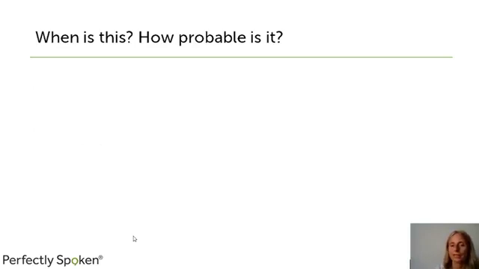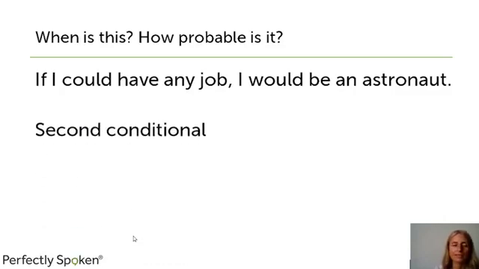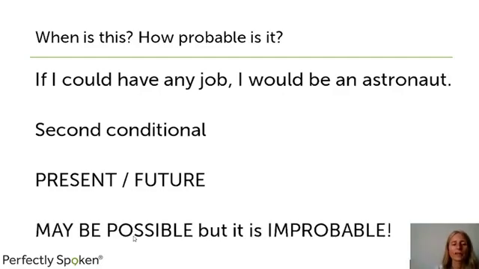Okay, and the last one, when is this? How probable is it? If I could have any job, I would be an astronaut. Okay, this is the second conditional. And here, the time is present or future. Okay, remember the tense is past, but the time, the meaning is present or future. And it may be possible, but it is improbable.